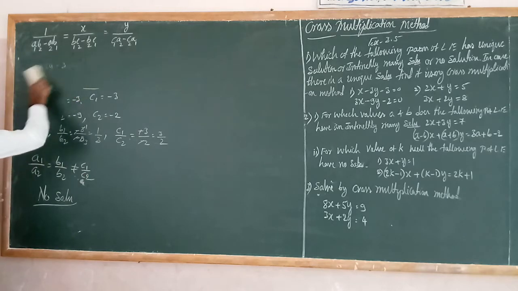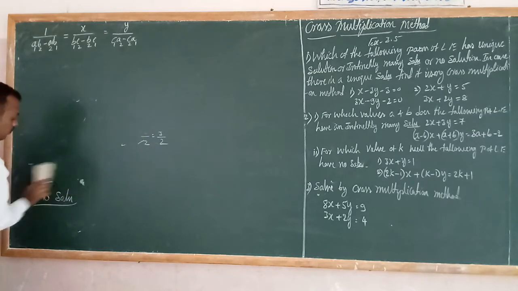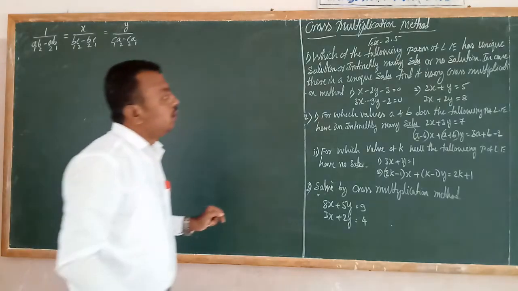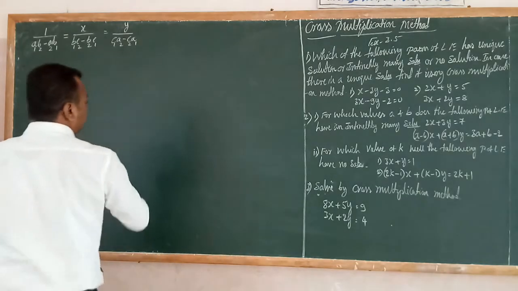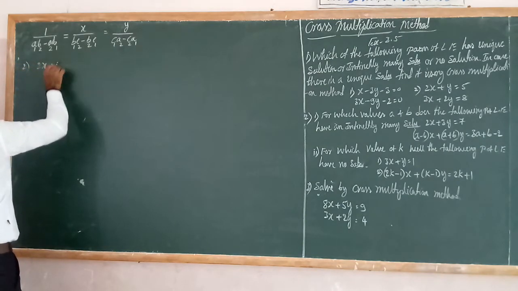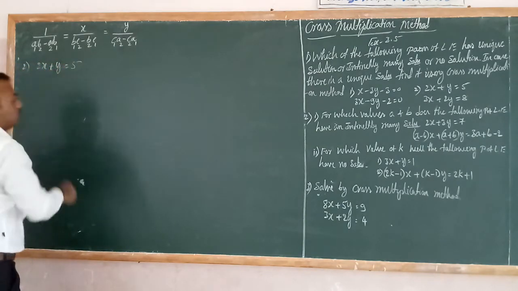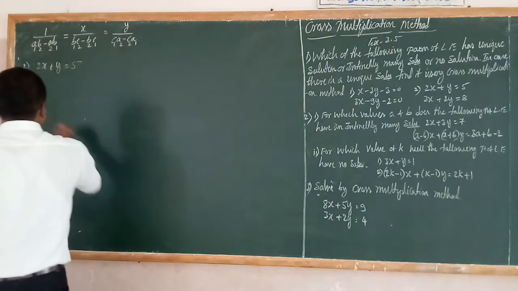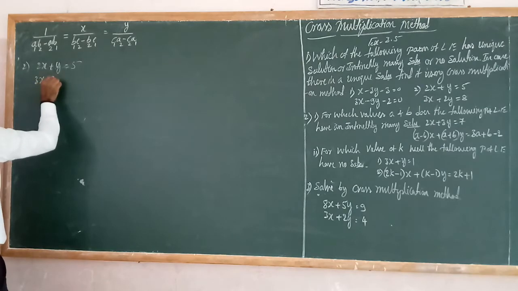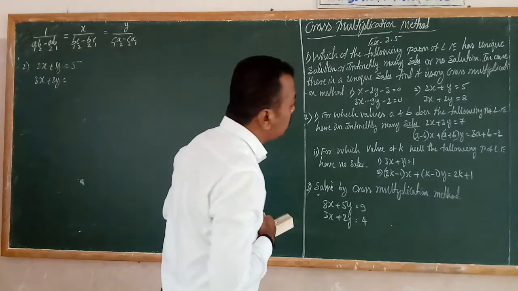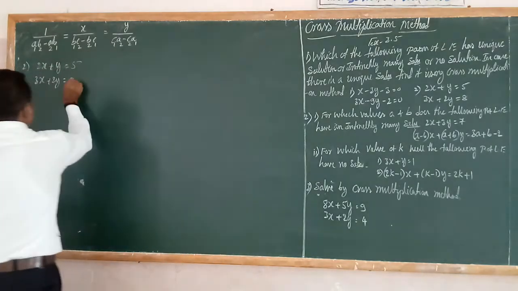So I will go to the second one. What is the second question? 2x plus y is equal to 5, and 3x plus 2y is equal to 8.